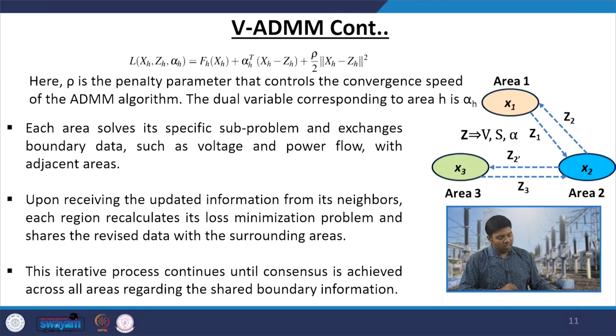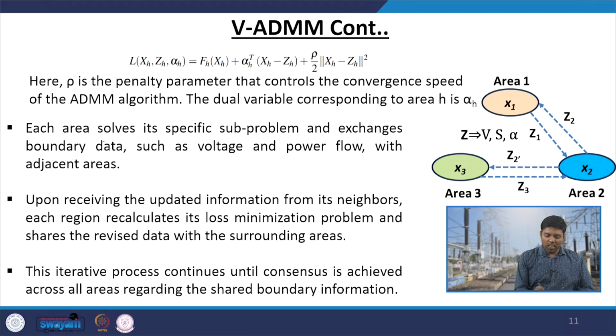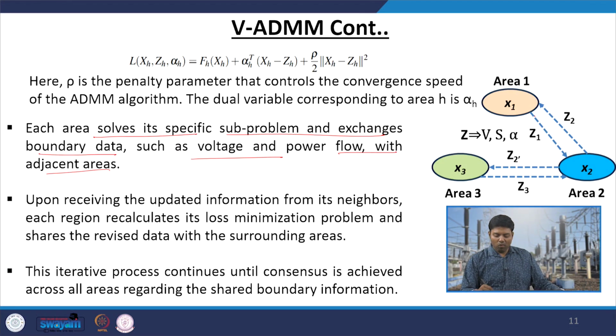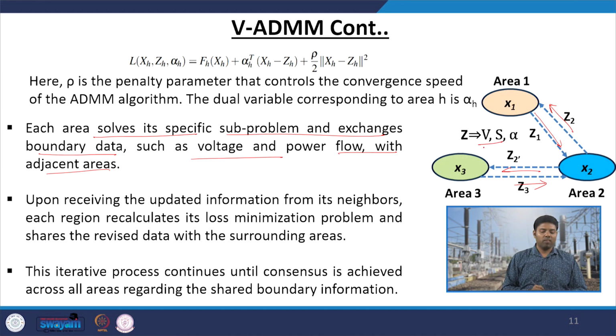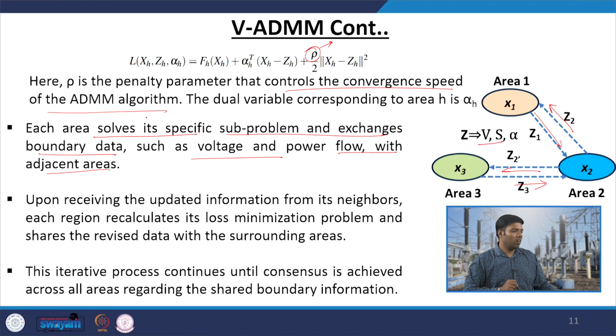So, with this Lagrange equation, each area solves its specific subproblem and exchanges the boundary data such as voltage and power flow with its adjacent area. You can see area 1 and area 2 are sharing, area 2 and area 3 are sharing. These values are voltage and power, and you have a rho parameter that is called the penalty parameter. Depending upon the value of this rho parameter, it will control the convergence speed of your ADMM algorithm. If you set it very high, then it will converge much faster.